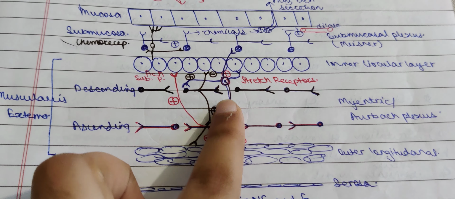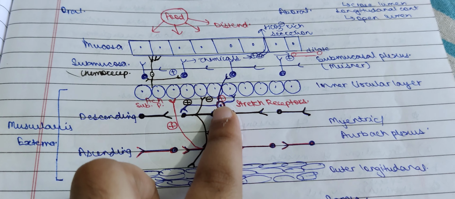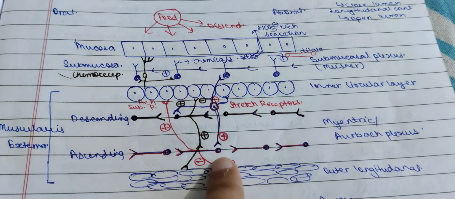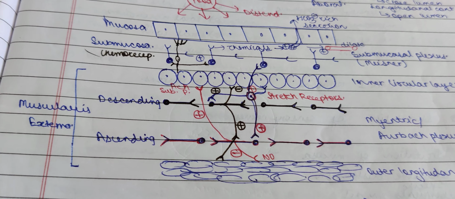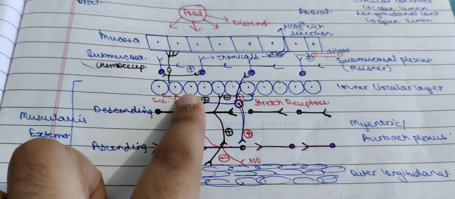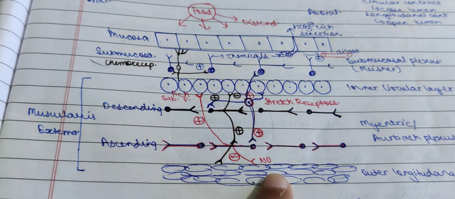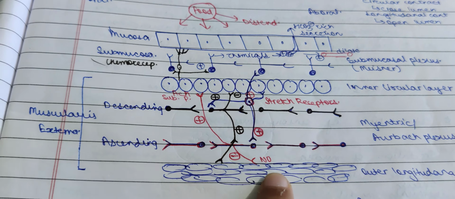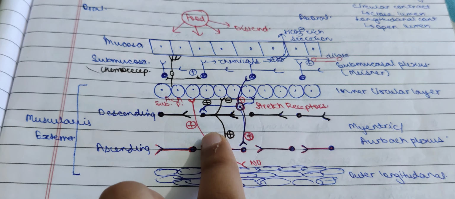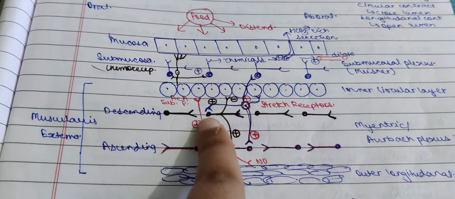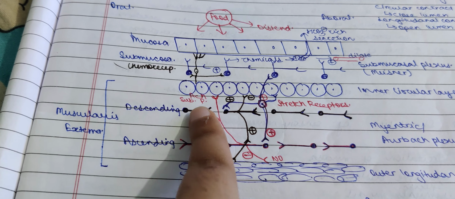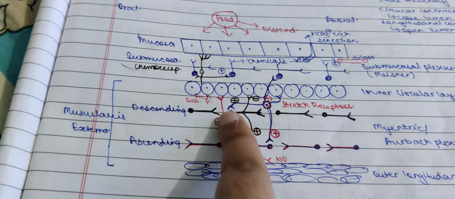So the stretch receptors, firstly we will see this red color. The stretch receptors will stimulate the ascending tract and inhibit the descending tract. By stimulating the ascending tract, the inner circular layer is stimulated and the outer longitudinal layer is inhibited. Therefore the circular muscle will contract and close the lumen in the space before the food. The stimulatory nerves secrete the neurotransmitters acetylcholine and substance P, and the inhibitory neurotransmitter here is nitric oxide.